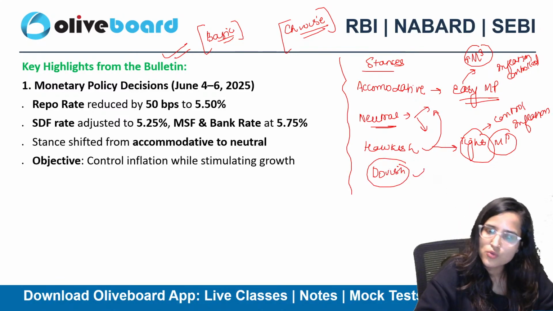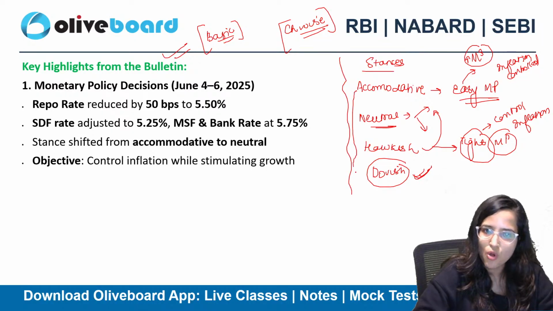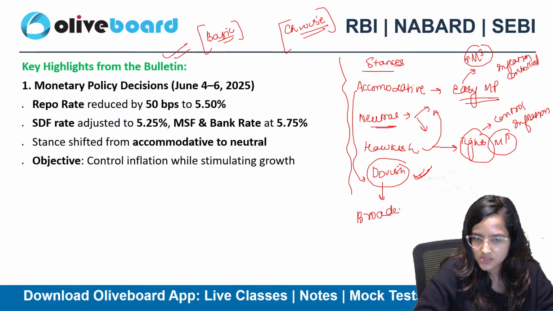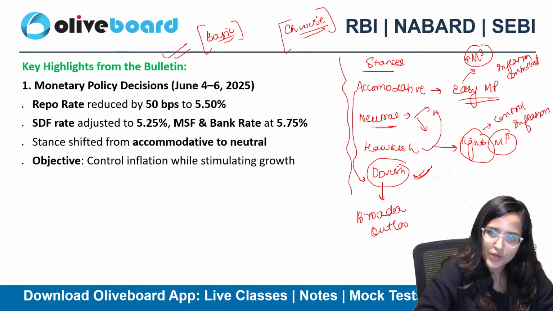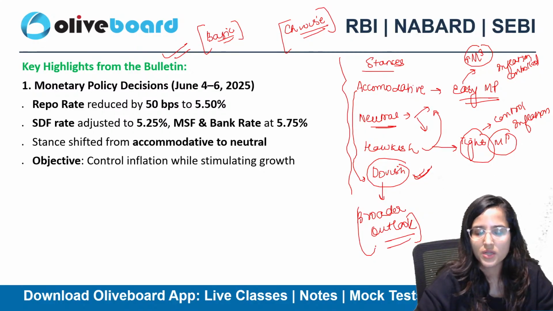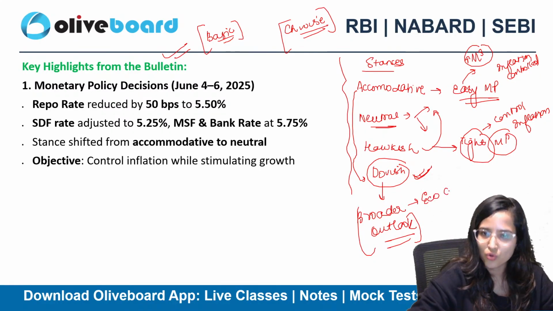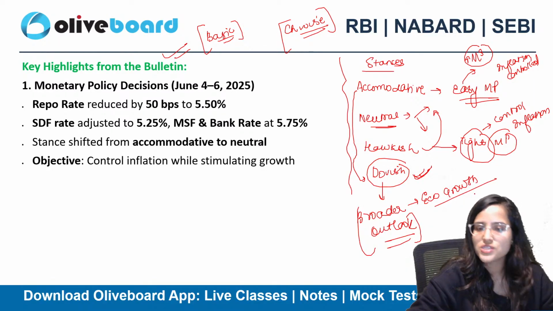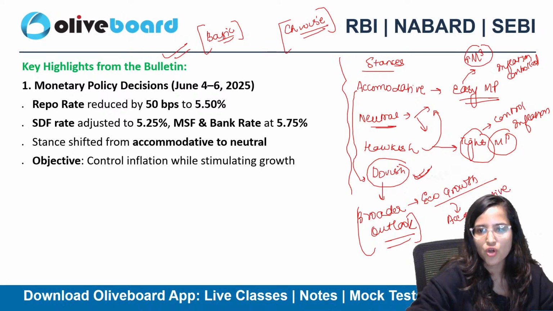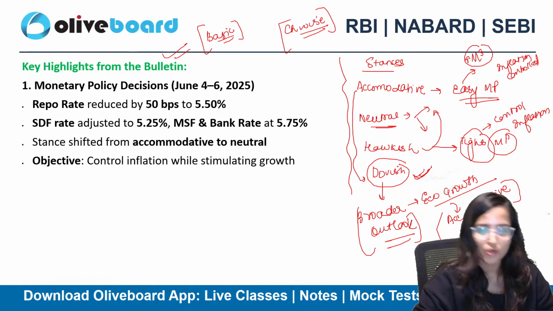Dovish is similar to your accommodative stance. The only difference is that dovish is a broader stance. It is a broader outlook for an entire year, or the overall position of what the RBI is trying to promote, which is stimulating economic growth. And how is it going to stimulate economic growth? By following an accommodative stance, by following an easy monetary policy or an expansionary monetary policy.